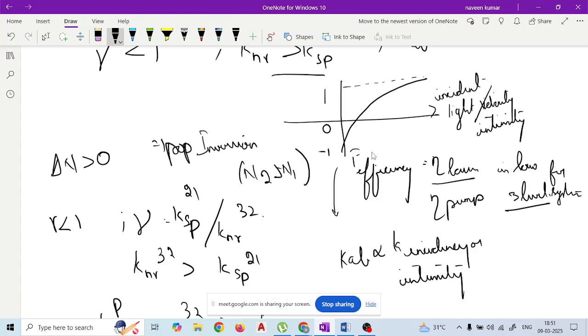It tends to reach, but it never reaches. It also depends upon the incident intensity only, that is, K_AB. We know that K_AB is a function of the incidence alone. So that's what we are plotting here, the graph that you are looking at.